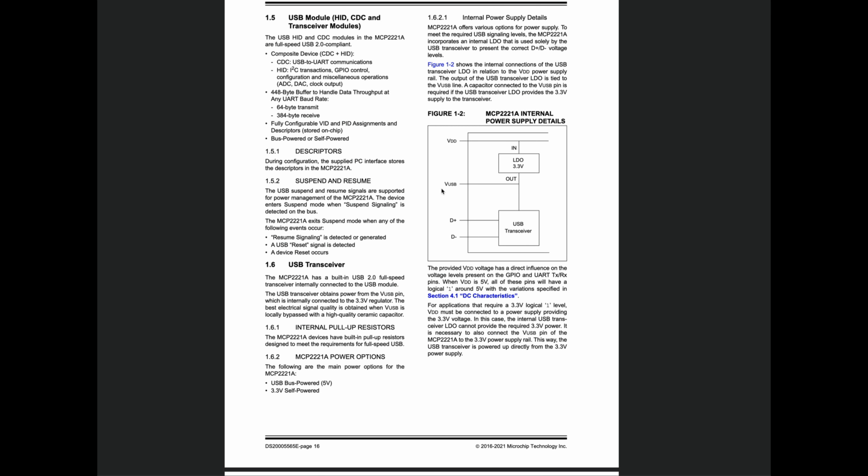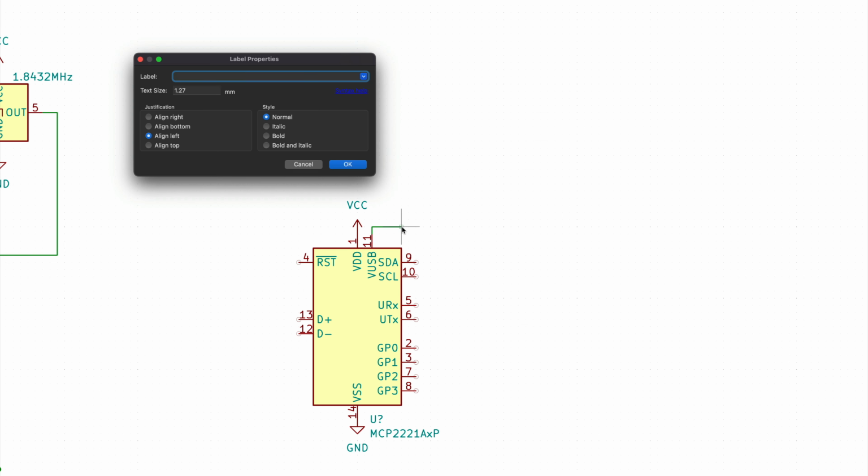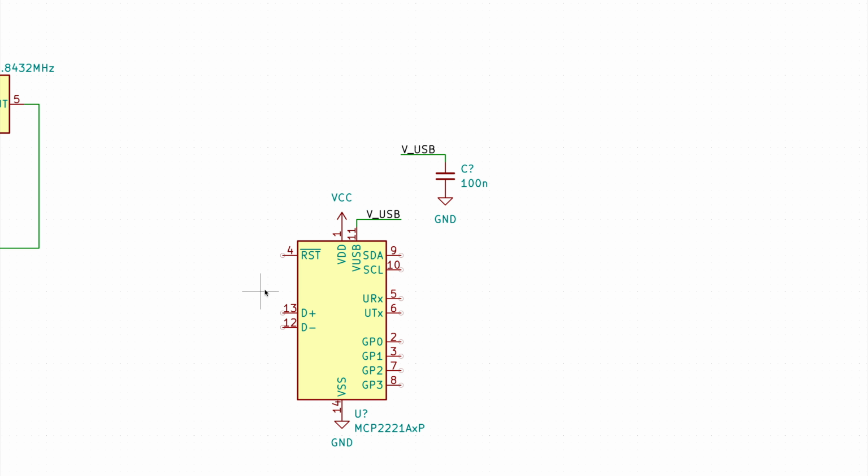There is some information in the datasheet on the internal power supply details. And if we look at typical power supply option using the 5V provided by the USB, you can see that we have to decouple VDD and VUSB and connect 5V to VDD. And then VUSB is going to be a 3.3V output. So I will not be using the I2C outputs on this chip.